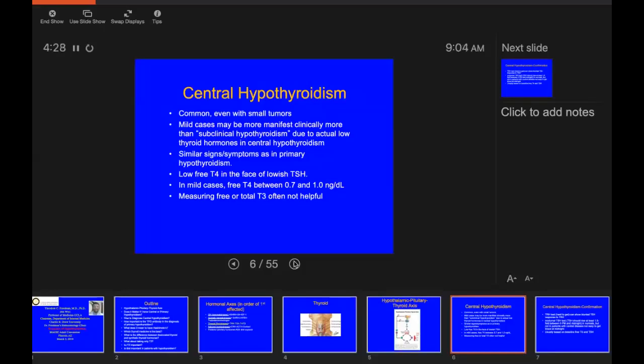In general, the lab test you look at is a low free T4 in the face of a lowish TSH. And in most cases, which is the mild cases, which is what I usually experience, the free T4 is between 0.7 and 1.0. It depends a little on the units of the lab, but in general, this is sort of the range. Measuring a free or total T3 is often not that helpful.